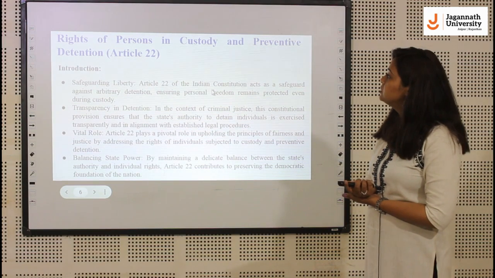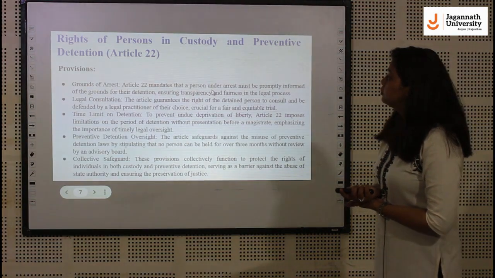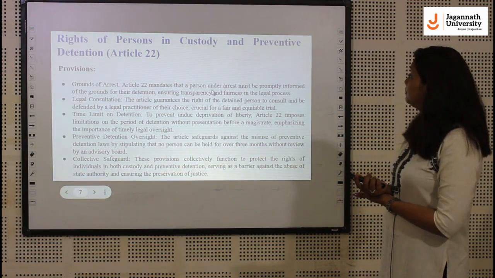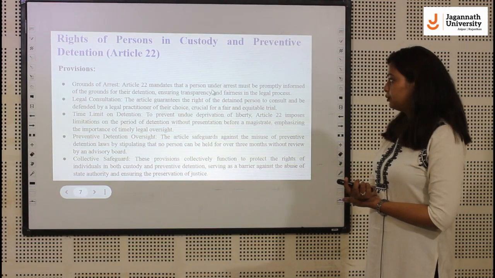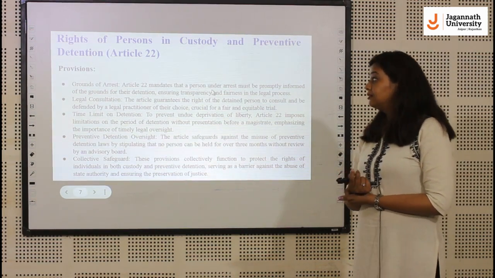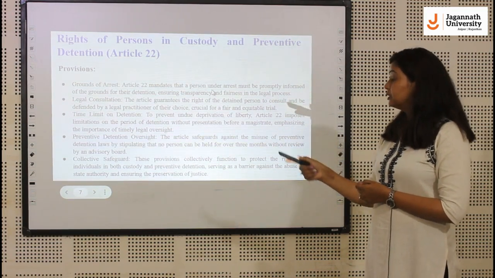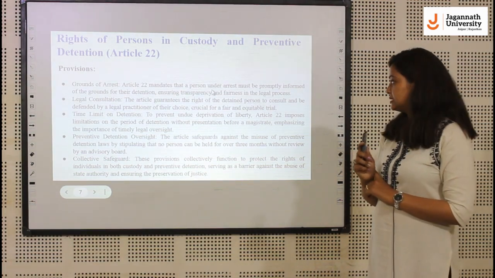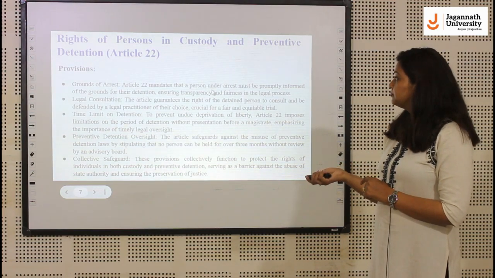So we'll be discussing rights of a person in custody and preventive detention, Article 22. So what are the provisions? Grounds of arrest: Article 22 mandates that a person under arrest must be promptly informed of the grounds of their detention, ensuring transparency and fairness in the legal procedure. Legal consultation: they have the right to get legal consultation. There is a time limit on detention as well. Article 22 imposes limitation on the period of detention without presentation before a magistrate, emphasizing the importance of timely legal oversight. Preventive detention oversight and collective safeguards.